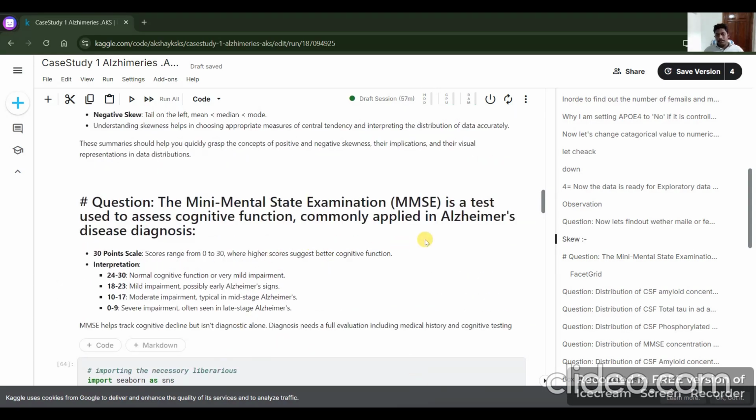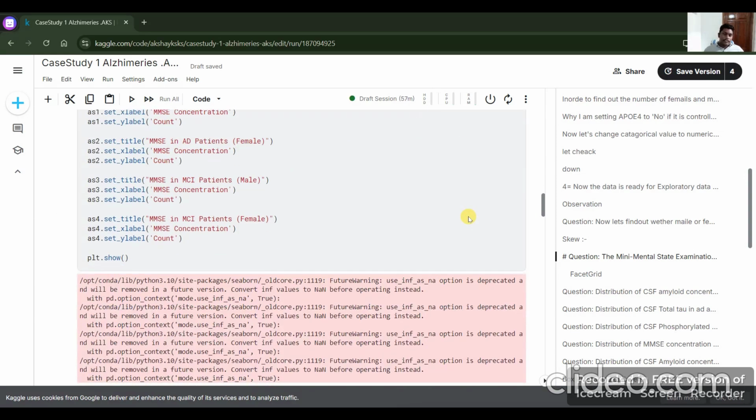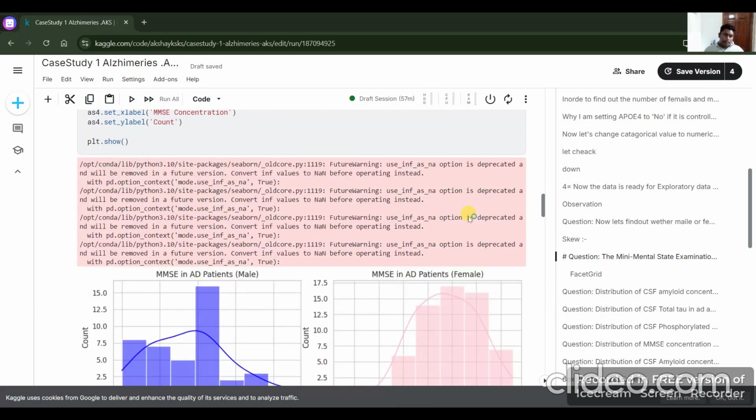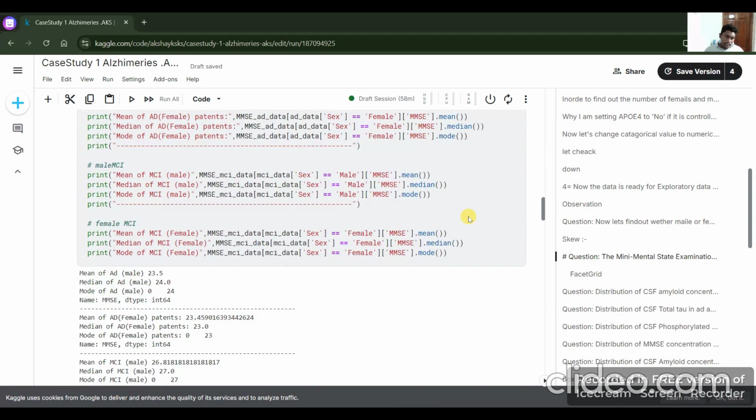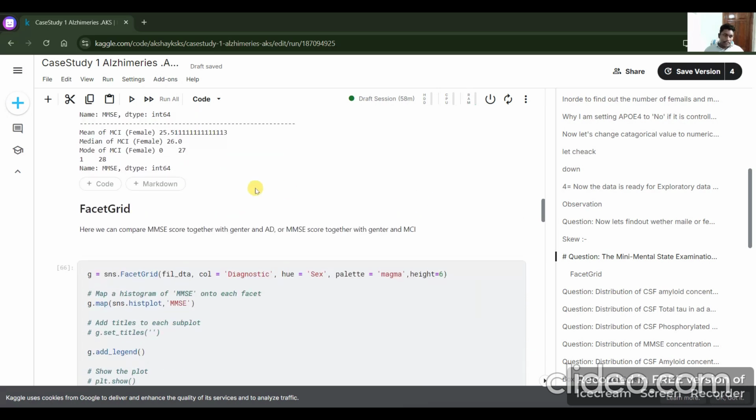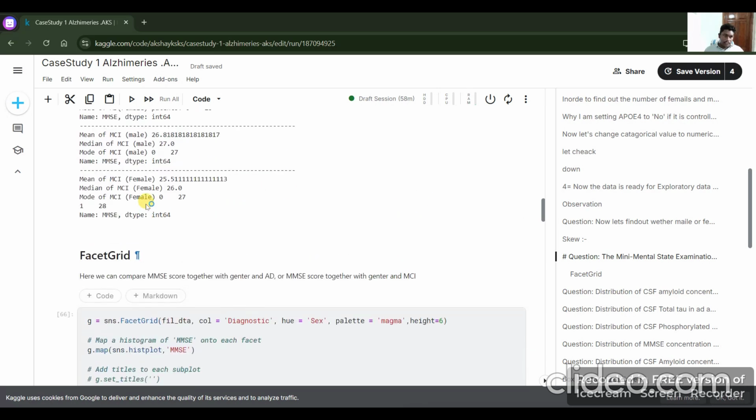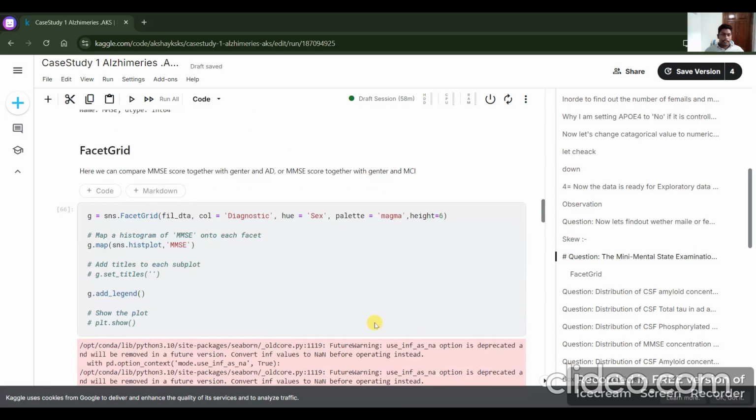We can find this mini mental state of MMSE in Alzheimer's disease. Alzheimer's disease and the MCI group we are comparing, this output. Next we can discuss, next we can find a facet grid. How we can compare MMSE score together, we will generate an AD or MMSE score together we will generate an MCI.